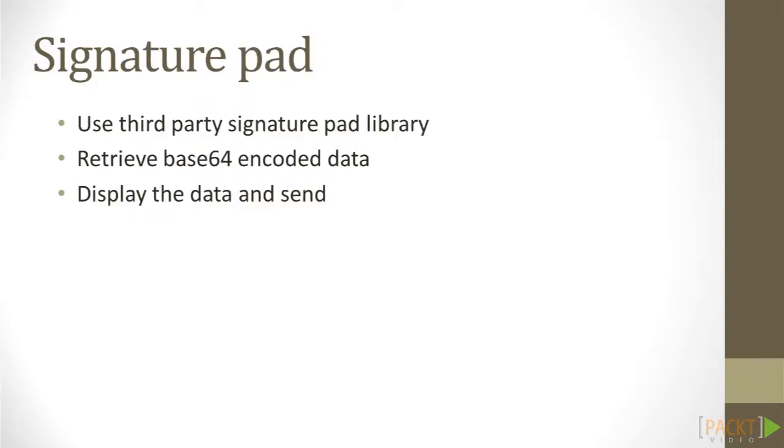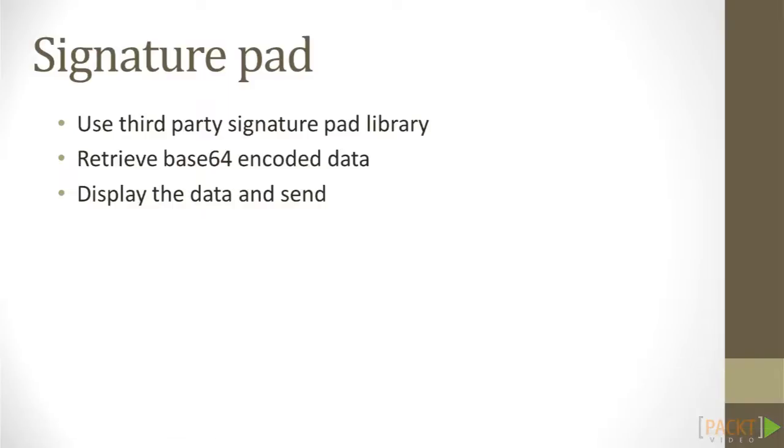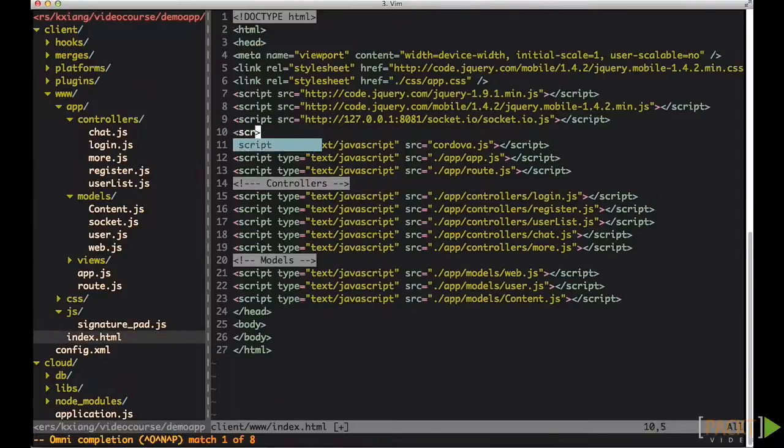We use a third-party signature pad library to capture the user drawings and retrieve the image data from it. This library can be found online with the URL below. It wraps the HTML5 canvas object. Once the script is downloaded, we need to add it to index.html.